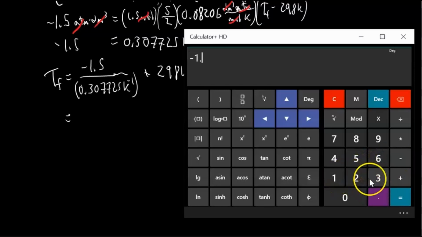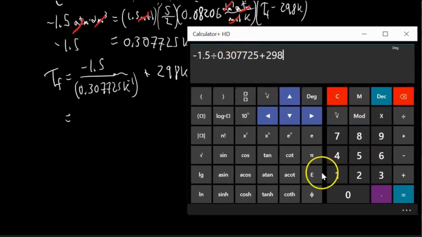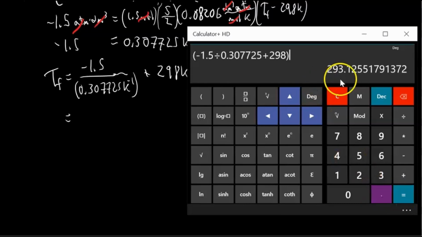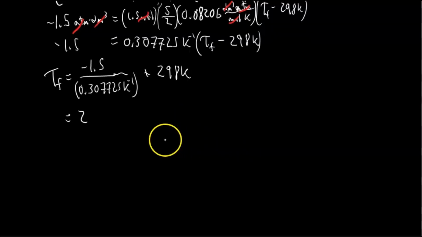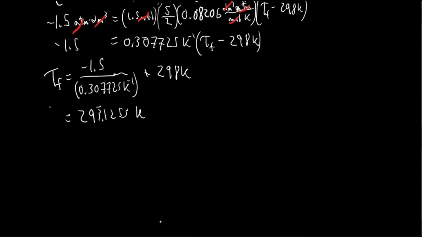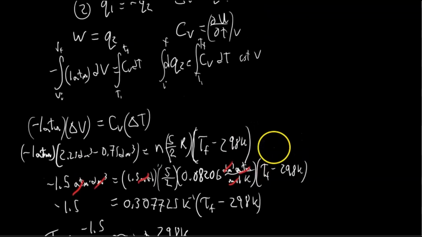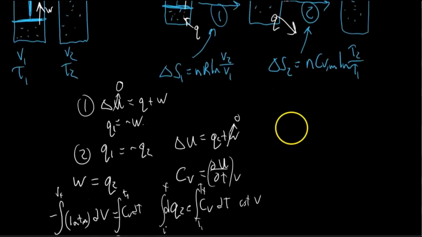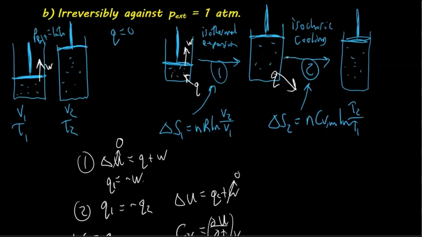So negative 1.5 divided by 0.307725 plus 298, and I'm sure this calculator knows order of operations, is 293.1255. We're only significant to here. Well, this is 2 sig figs, so we'd really have 2 sig figs, but we'll do 3 here. 293 Kelvin. So this is our final temperature, this is our T2. We can now plug it into here to get the total change in entropy.